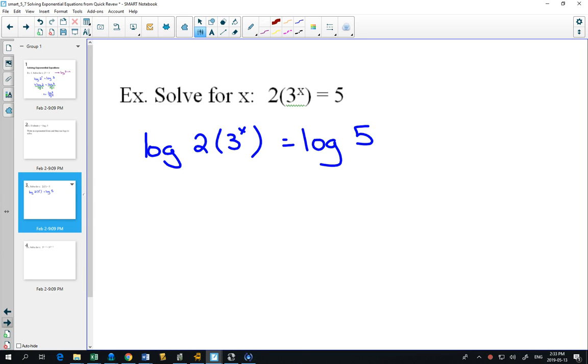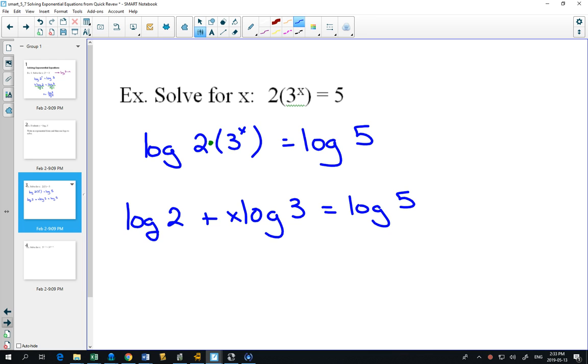But what else do we see inside of this first logarithm? It's 2 times 3 to the x. What can you do with multiplication? You can add. Love this when I take out the words. What can you do with multiplication? Oh, you add. Okay, perfect. So we have log of 2 plus log of 3 to the x. And now can you see that that x could come out in front, and equal to log of 5.